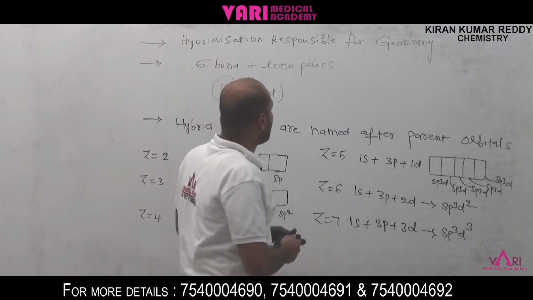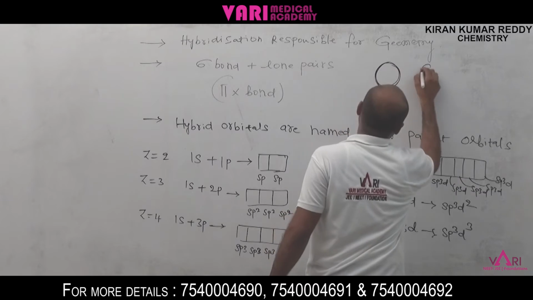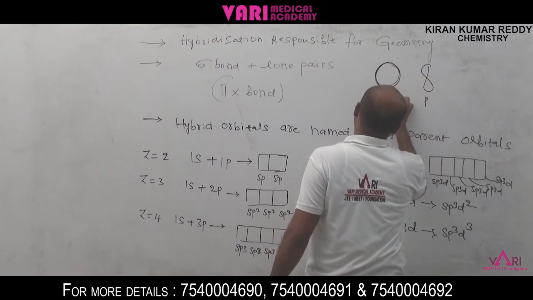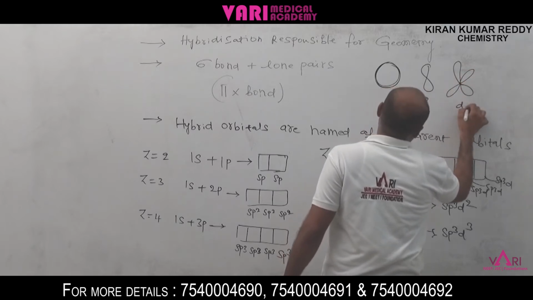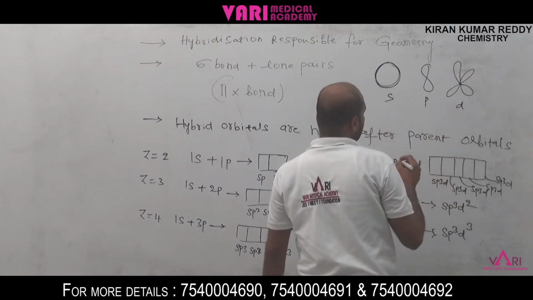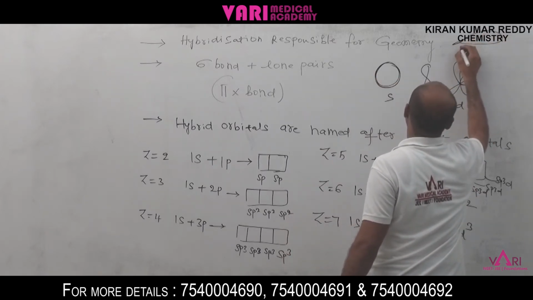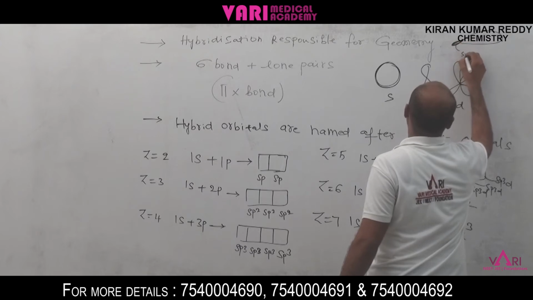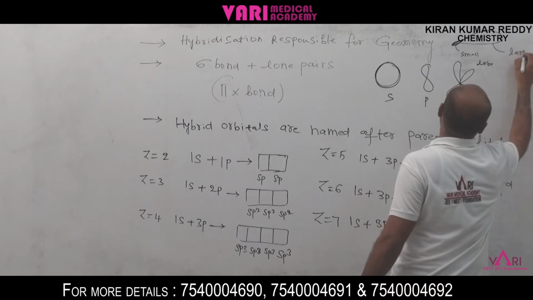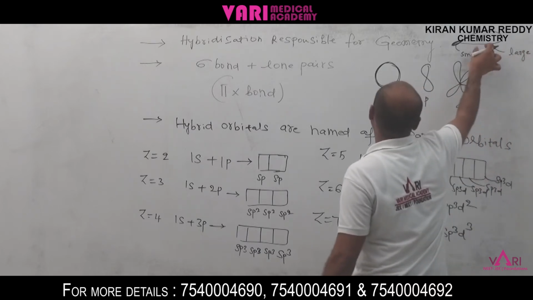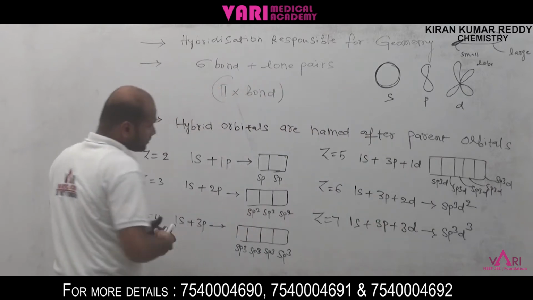Now the shape of the s orbital is spherical, the p orbital is a dumbbell, and the d orbitals are a double dumbbell like this. But in hybrid orbitals, we can denote the shape like this: one is the small lobe, and the next one is the larger lobe. We can denote it like this for hybrid orbitals, but s orbital and p orbital are like this only.